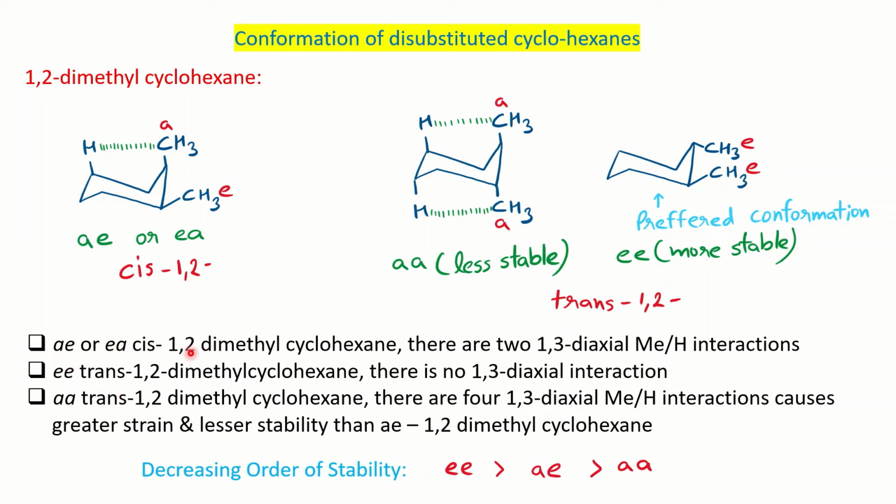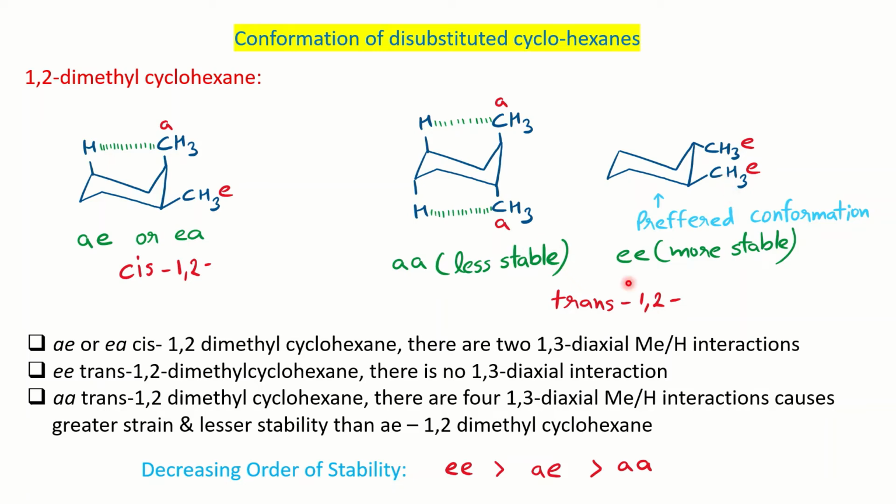Now a few points I have written here, we'll just go through them. We have already covered that cis 1,2-dimethyl is either going to be AE or EA, and there are a total of 2 1,3-diaxial methyl-hydrogen interactions. While in trans, the EE isomer is going to exist and there are no axial interactions. For the trans AA isomer, there are a total of 4 1,3-diaxial interactions. That means it has great strain, and so it is less stable compared to the AE isomer. So basically for cis 1,2 you are going to draw AE or EA, and for trans you are going to draw the EE isomer, the EE conformation.